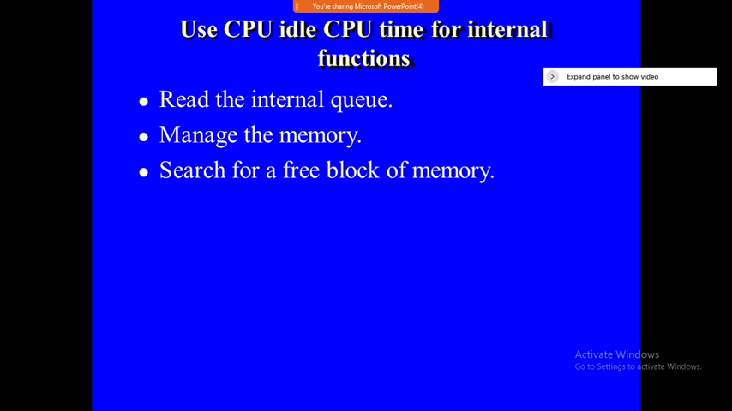Use idle CPU time for internal functions. The CPU may not be running any tasks. All tasks may be waiting for preemptions. The CPU at that instance may associate the RTOS with the following: read the internal queue, manage the memory, search for a free block of memory. These things will be done when it is in an idle state. You should not leave the CPU idle. Whenever the CPU is idle, you have to do some extra work like this.